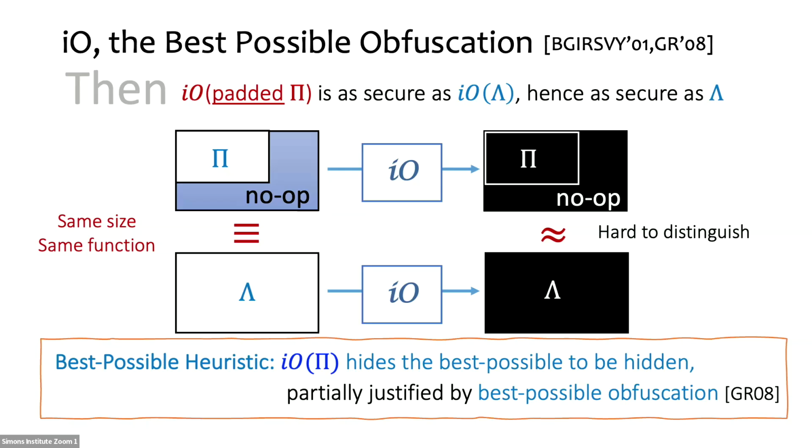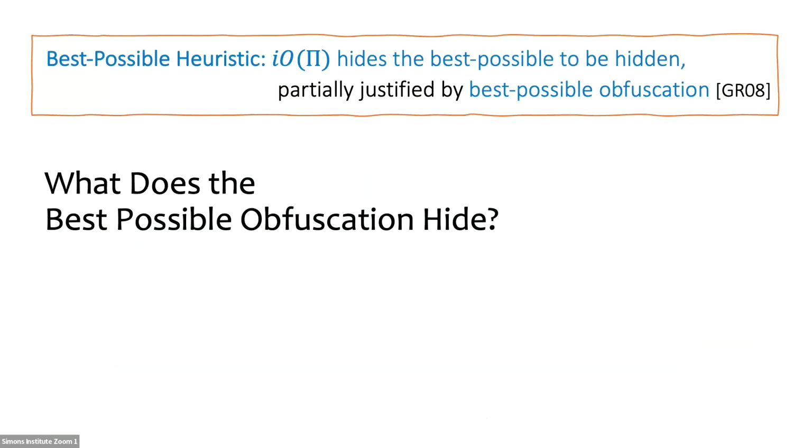And this also gives rise to a very, very powerful heuristic that we refer to as the best possible heuristic: IO, without even padding the program pi or with a fixed amount of padding, already hides the best possible to be hidden. Okay. But still, we're curious. We would like to know, what does the best possible obfuscation of pi really hide, right?